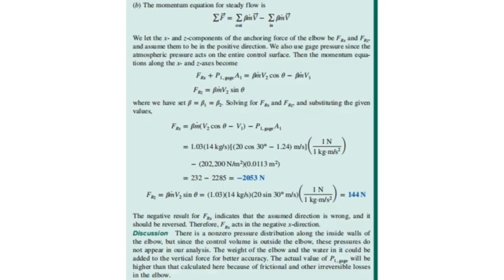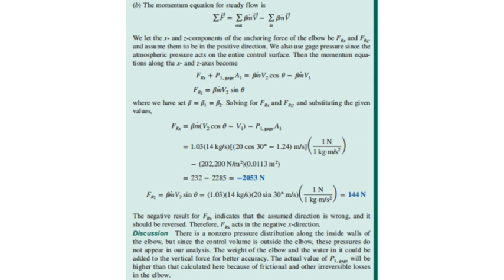Now, we apply the momentum equation. The sum of forces equals the change in momentum flow rate. We have three forces acting. First, pressure force at the inlet pushing forward. Second, atmospheric pressure at the outlet, which cancels out in gauge pressure. Third, the anchoring force from the bolts holding the elbow. We break this into X and Z components since the flow turns 30 degrees.